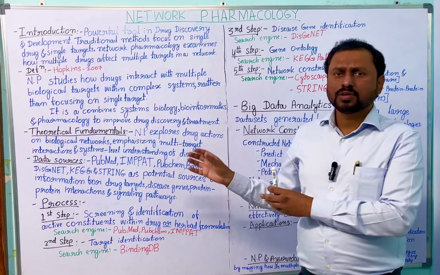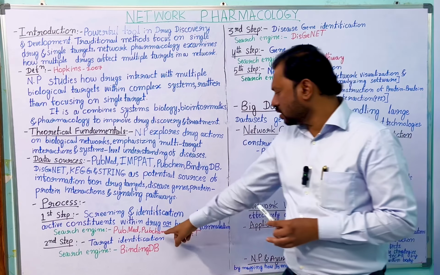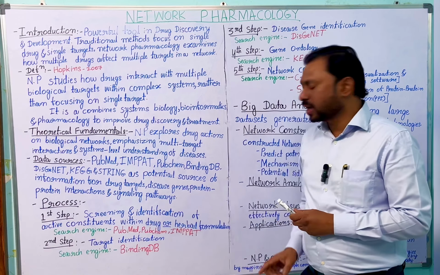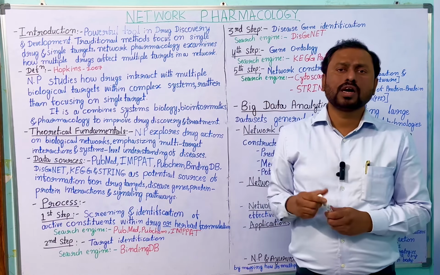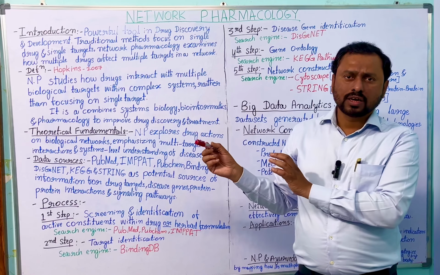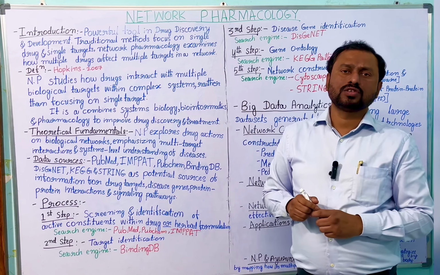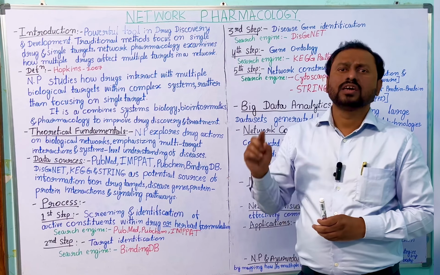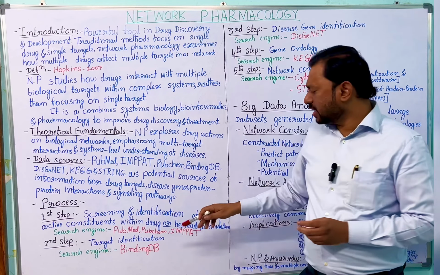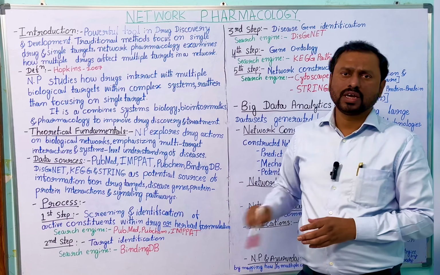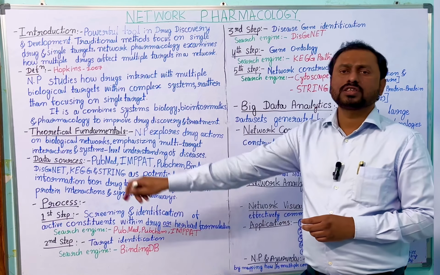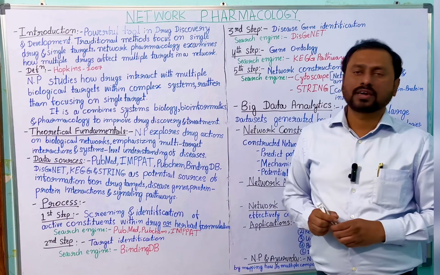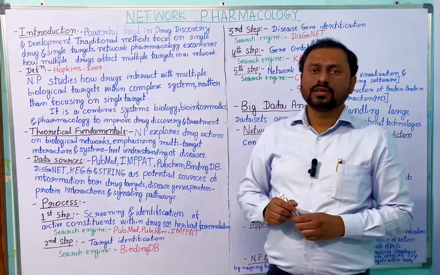If you put it in a search engine like PubChem, it will show what chemical constituents or active constituents are present in Terminalia arjuna, like terminalin, arjunin, all that it will show. This is helpful. In the first step, we are screening and identifying the active constituents within the drug.